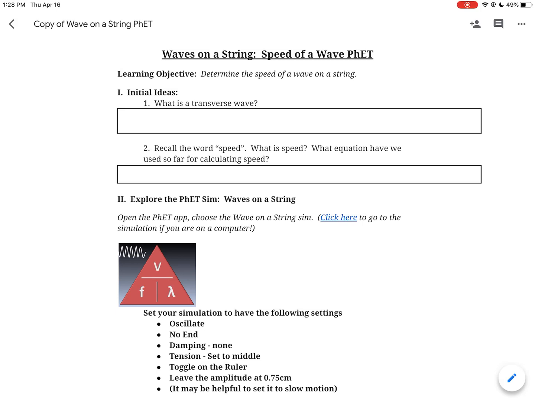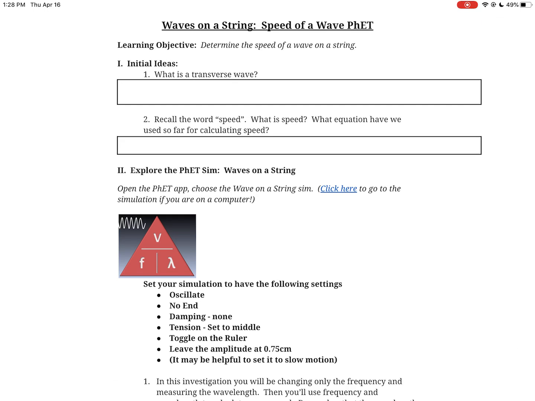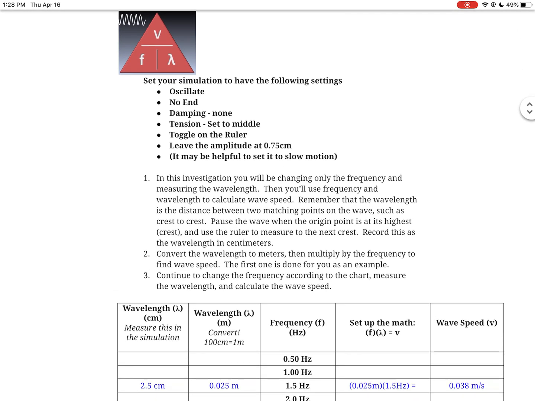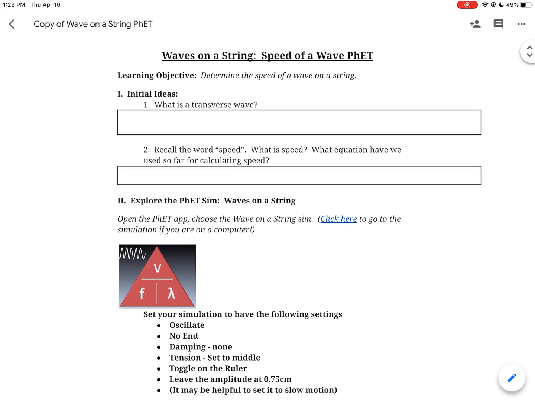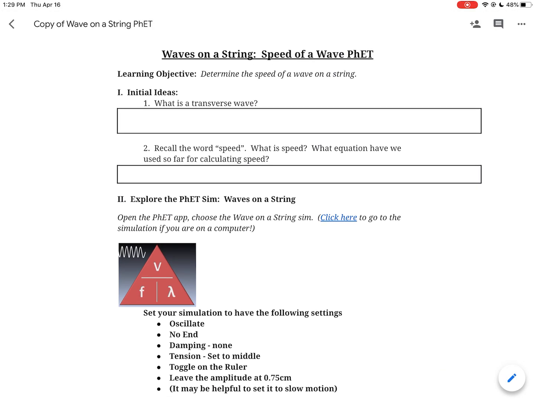You are working on the wave on a string PhET. And I believe that the worksheet itself that steps you through should have pretty good instructions and information and help about how you do that, but I'm also going to walk you through that on this. So this is the worksheet that goes with it, so you'll answer those questions at the beginning.